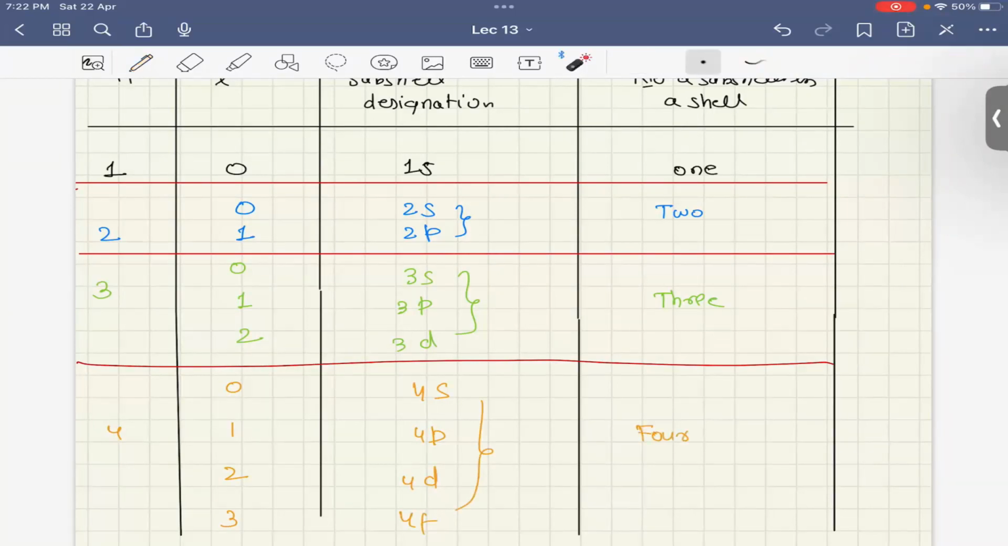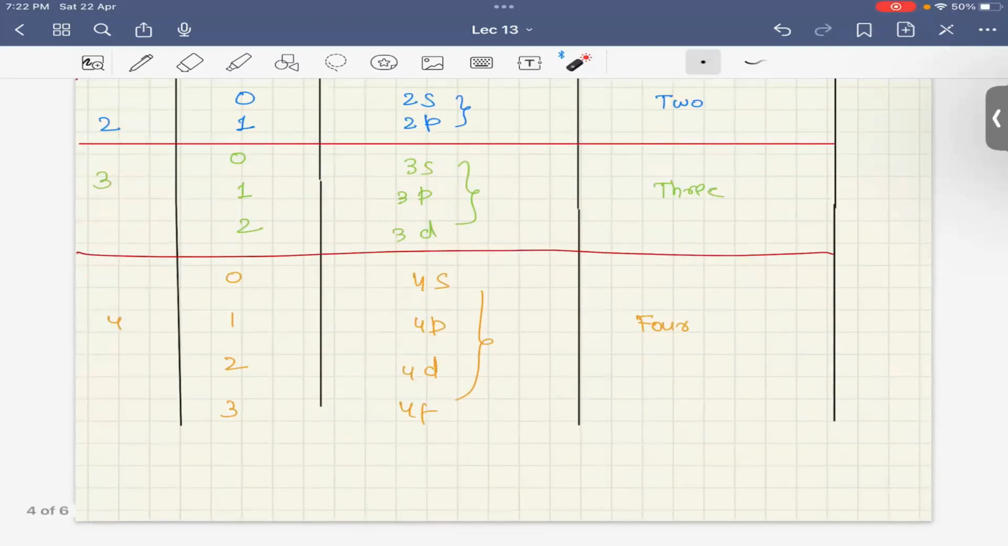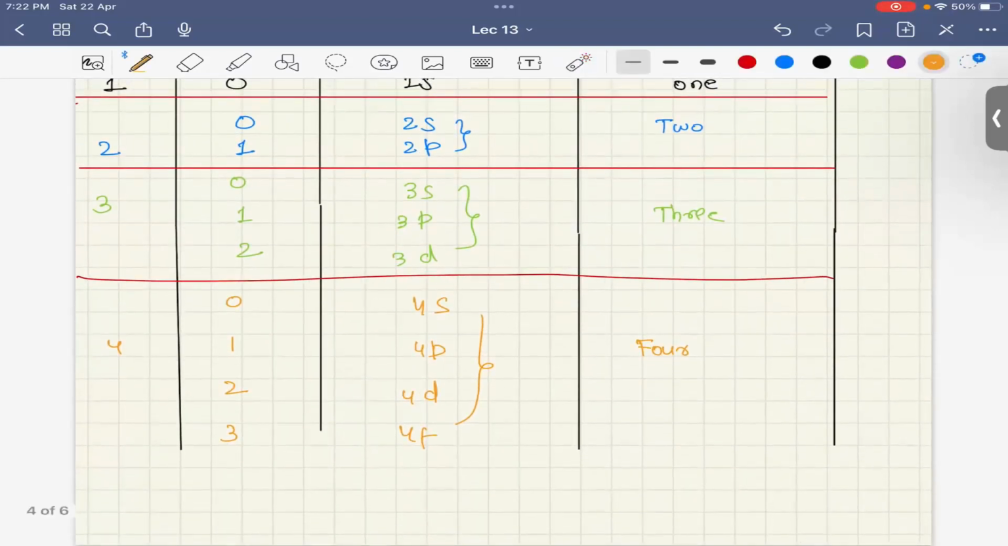So for the third shell there is nothing called 3f. For the second shell there is nothing called 2d or 2f. And in the first shell there is nothing called 1p or 1d or 1f, like this, right? This is very important.